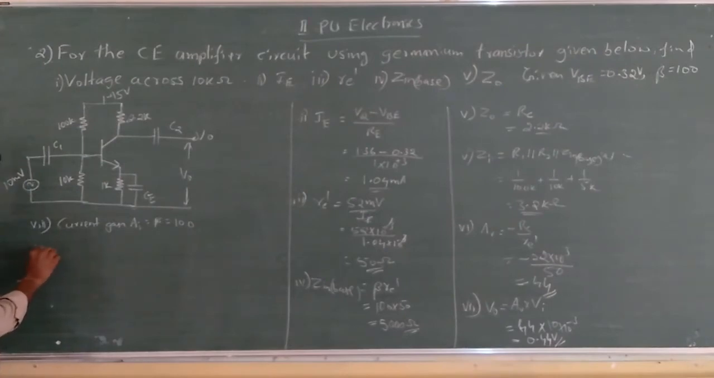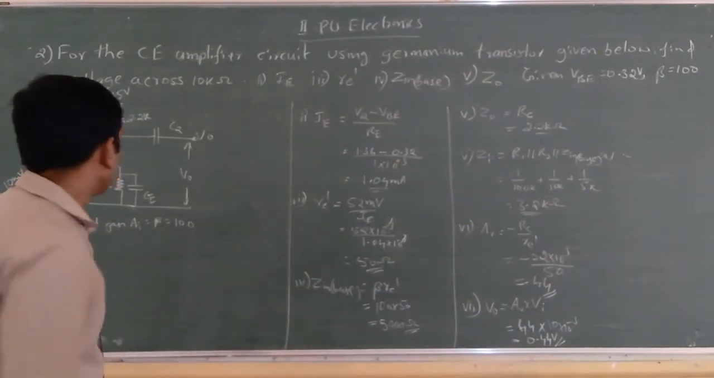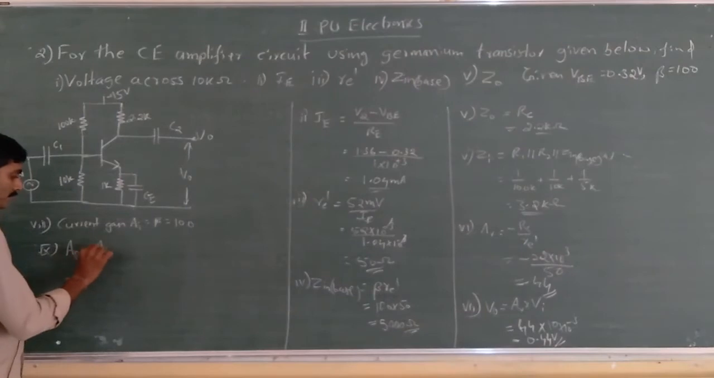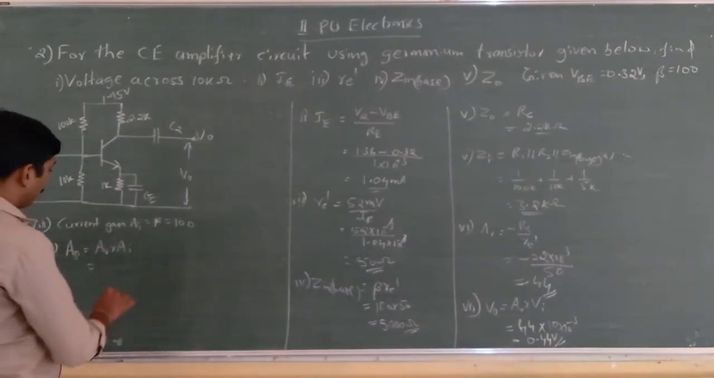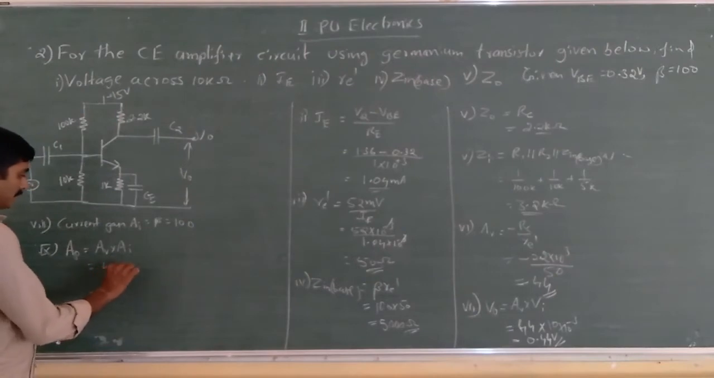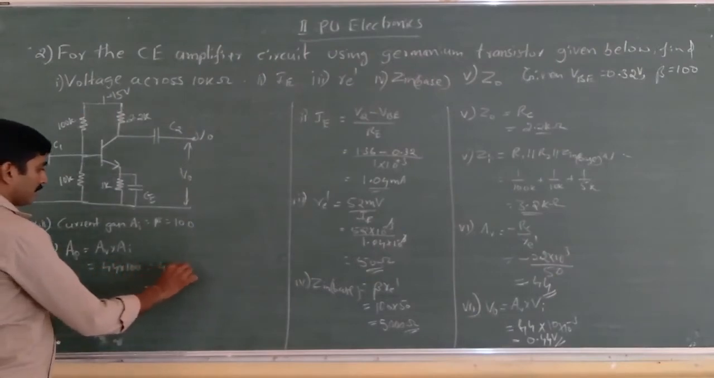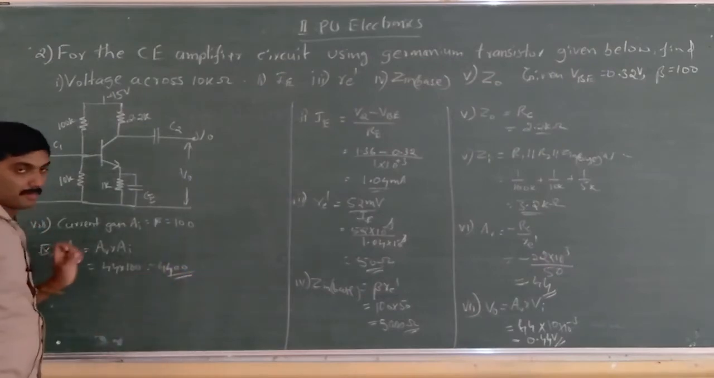Okay, 9th one. What is 9th one? 9th calculation I can add here, power gain AP. Power gain AP equal to AV into AI. That's all. AV is 44 and AI is 100. So that is 4400. No unit for power gain.